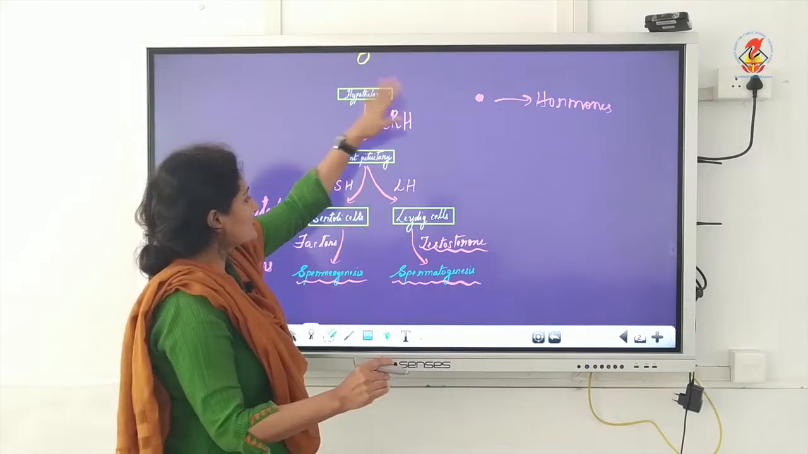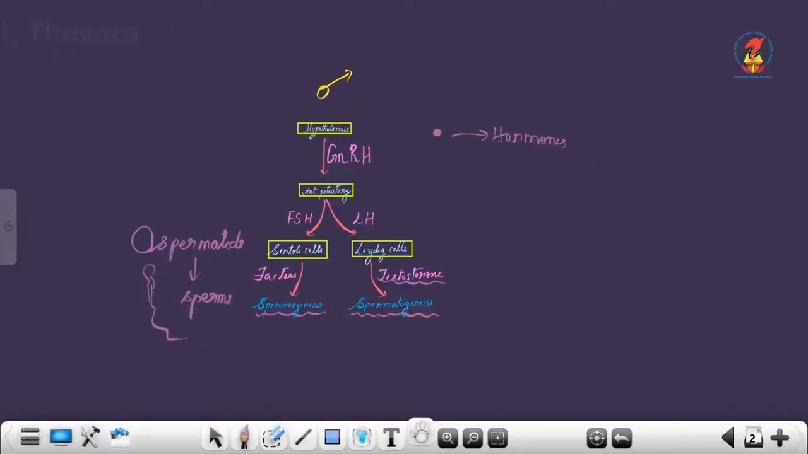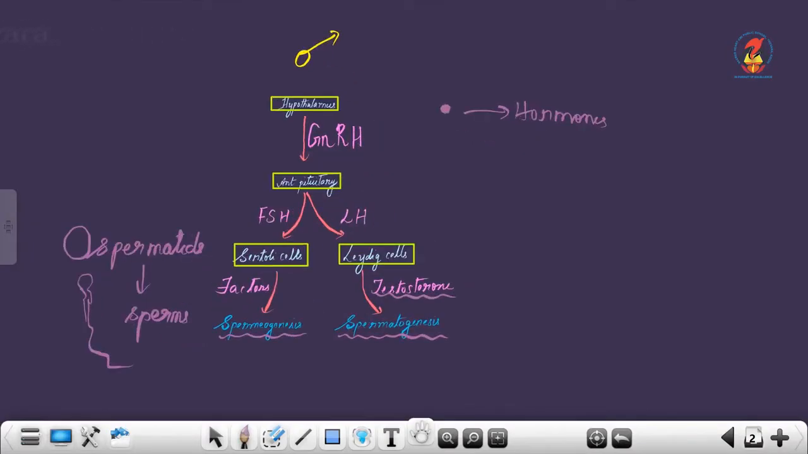Okay, so that is the male reproductive system where the hormones are controlling. So once again, a brief recap. The hypothalamus in males produces the hormone called gonadotropin releasing hormone, which stimulates the anterior pituitary to release two types of hormones, FSH and LH. Now how does the FSH act?